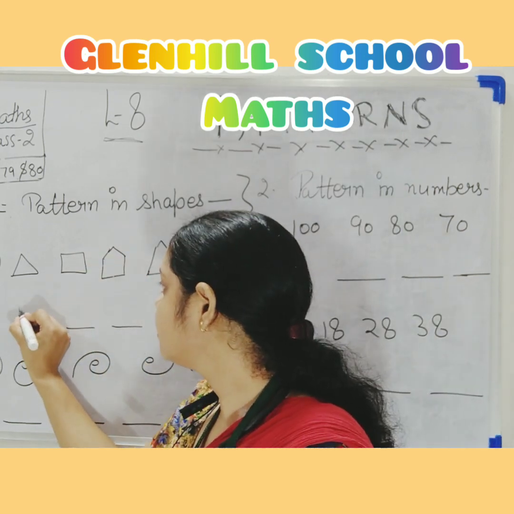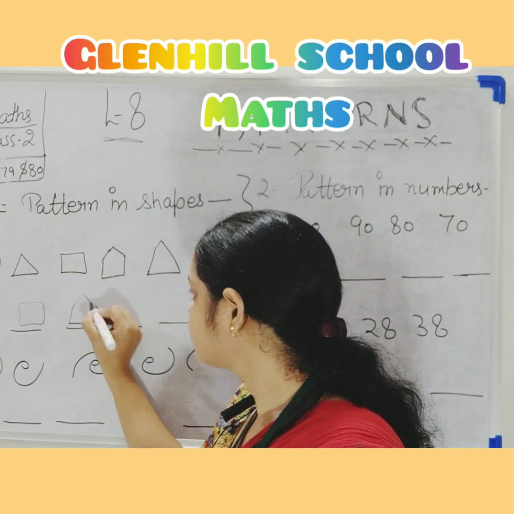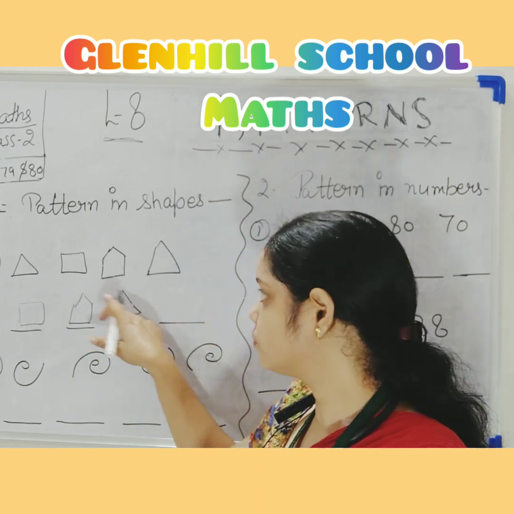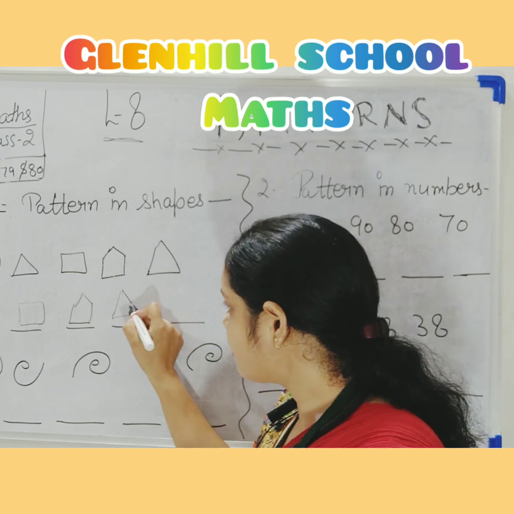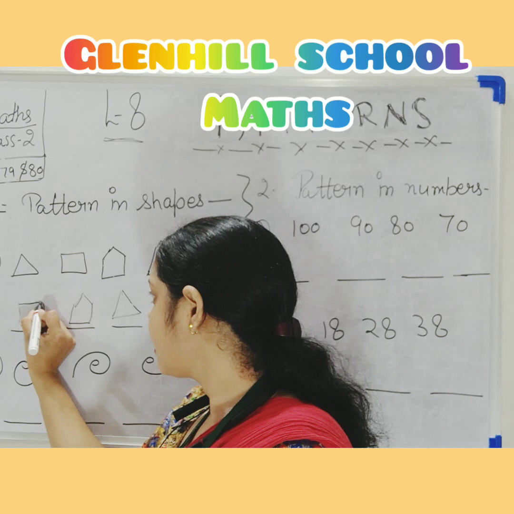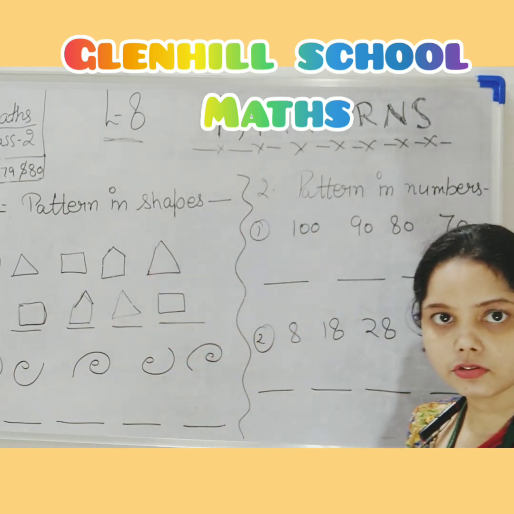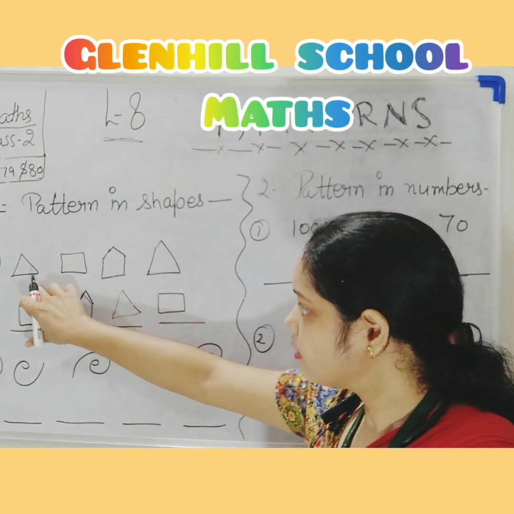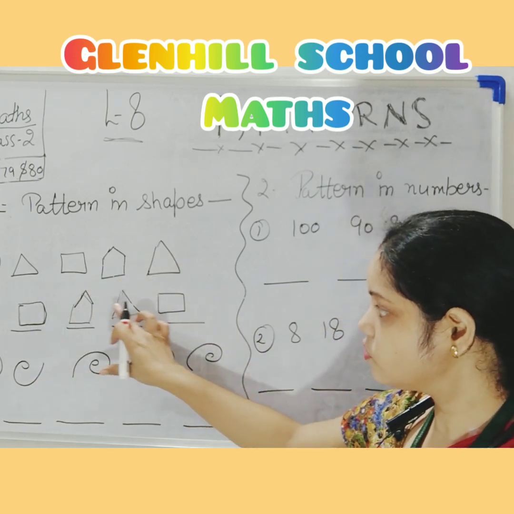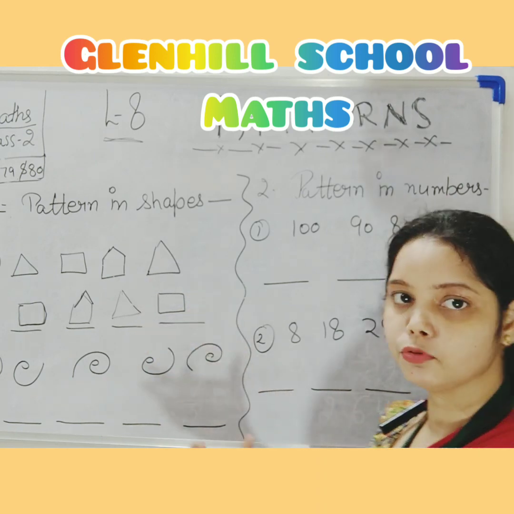So what should the next shape be after triangle? Again square, again pentagon, again triangle, because triangle is at the fourth place: 1 2 3 then 4. After triangle again you just put the square. So here I am making a clear figure. You can easily understand: triangle, square, pentagon, triangle, square, pentagon, triangle, square. So the series is completed, the pattern is completed. Come to the next figure.